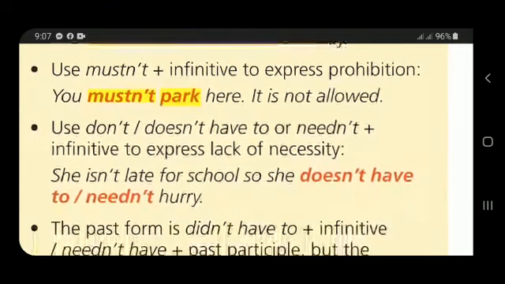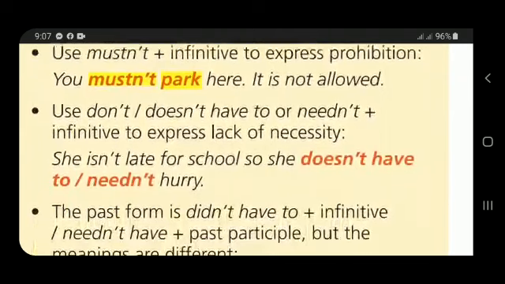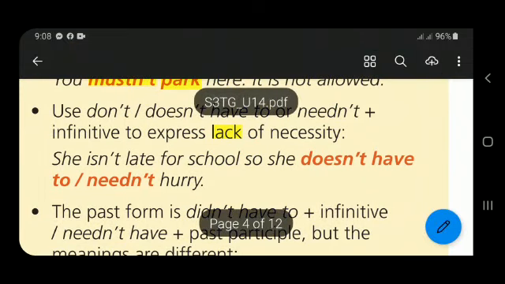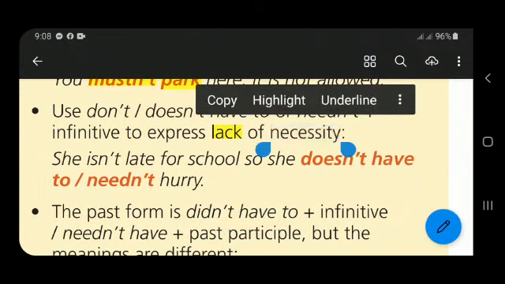The negative form of have to is don't have to. The negative form of has to is doesn't have to. We use don't have to and doesn't have to or needn't plus verb infinitive. To express what? To express lack of necessity.